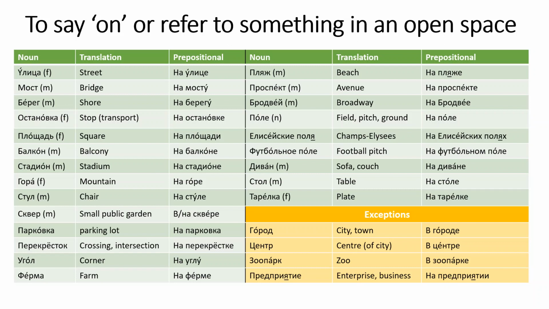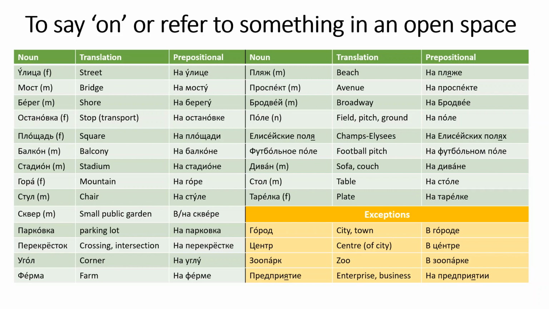And then we've got some exceptions which you would expect to take na, such as город, meaning city or town, центр, meaning center of a city, zoopark. That's a funny pronunciation. There are two O's, and the stress is on the last syllable. So it's zoopark. And then we have предприятие, meaning enterprise or business, and you would expect that to take v, but it takes na. So yeah, that is all we have on this first section.